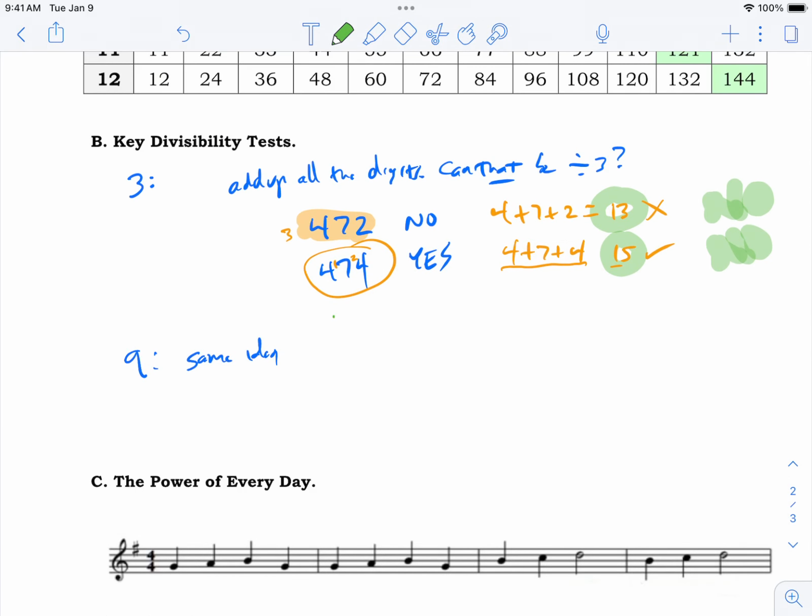What if I had a number like 477? Yeah, that can be divided by 9. You know how I know? Because 4 plus 7 plus 7, that's 11, plus 7 is 18. Does 9 go into 18? Yeah. So 9 goes into this.